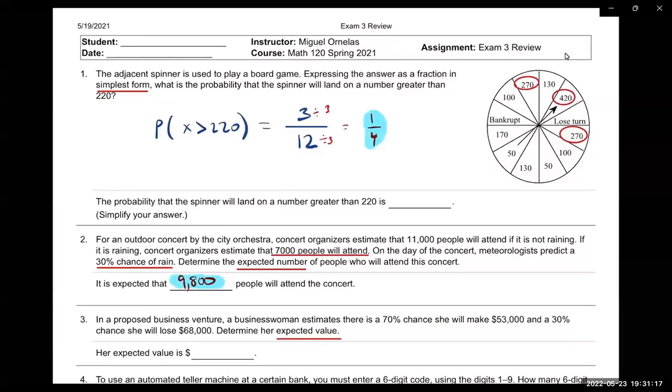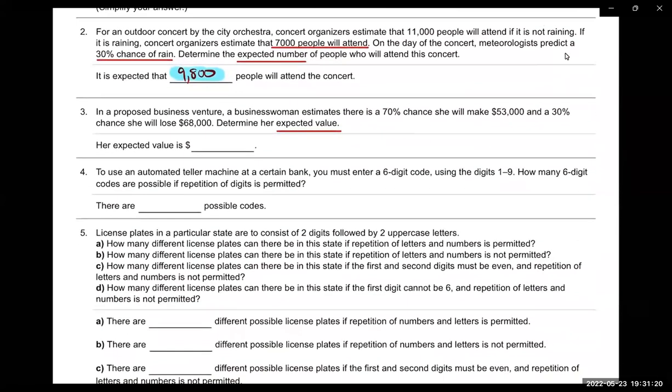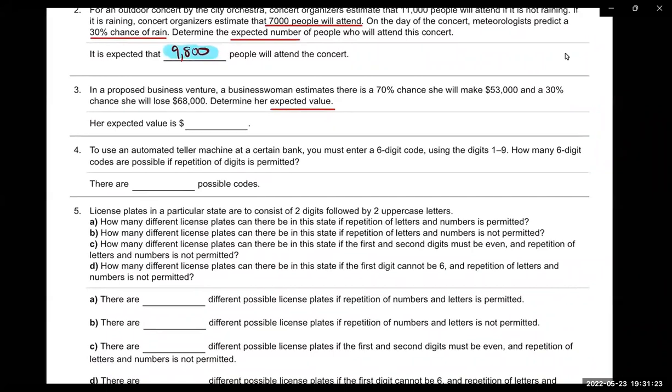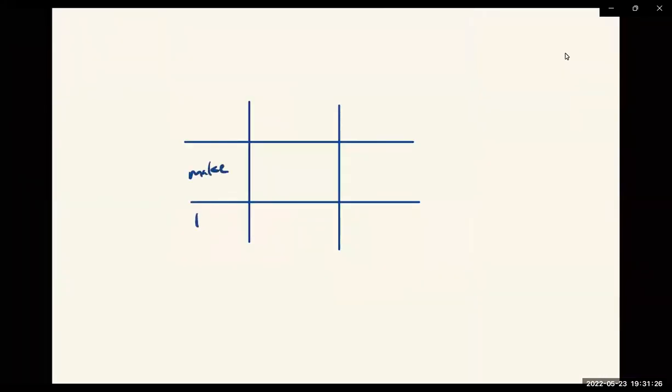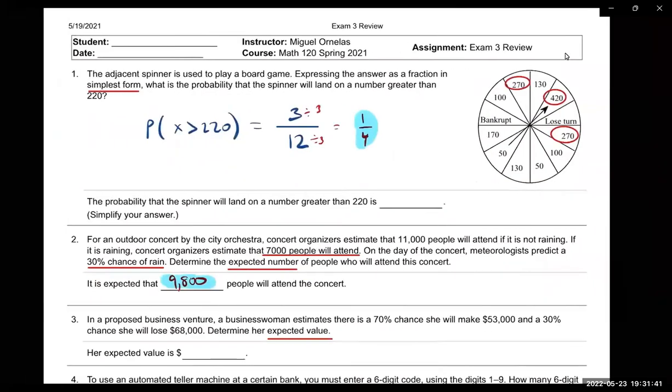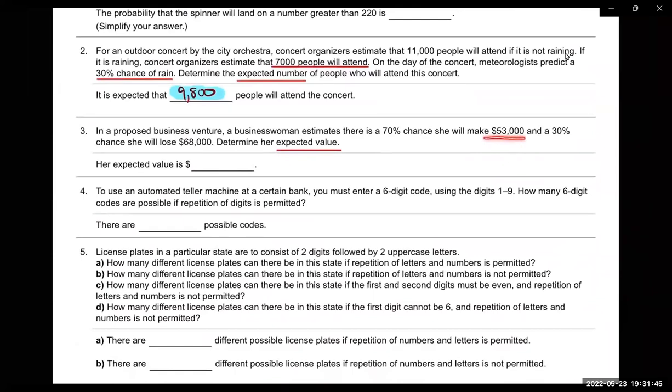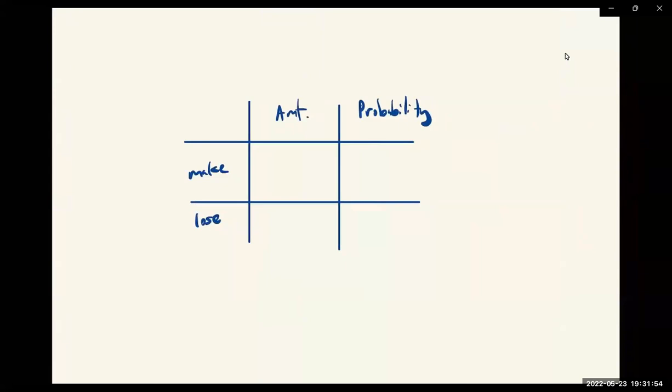All right, so she's either gonna win money or lose money, right? She will make or lose. So I'll just say make or lose. And then the amount that she's gonna make or lose and the probability. All right, so let's see how much she's going to make. There's a 70% chance she will make $53,000. So the amount would be 53,000, and there is a 70% chance that that happens.